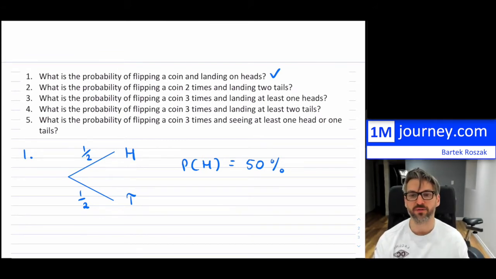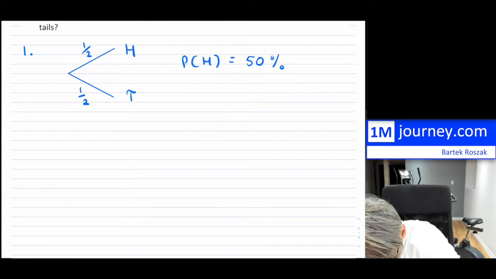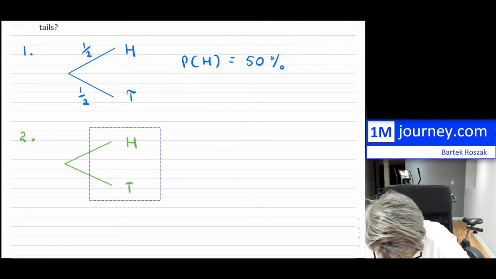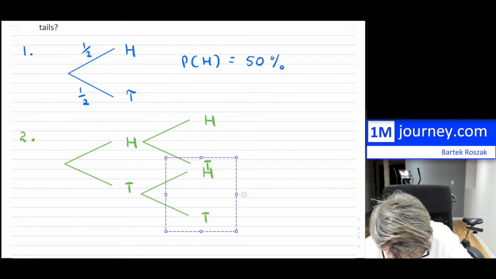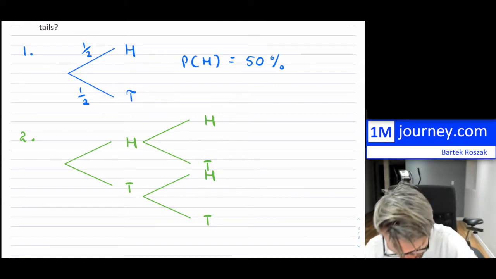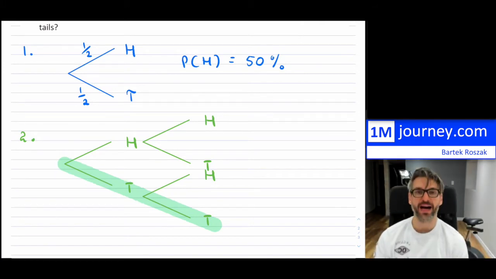Question 2. What is the probability of flipping a coin 2 times and landing 2 tails? So in this case, you have now 2 flips of a coin. You can do your tree diagrams if you like. So heads, tails, repeat them, rinse and repeat. So duplicate right there, duplicate right here. That's what you will have. Those are 2 different flips of coins. Now here they are saying that we want tails and tails. So that is your path.